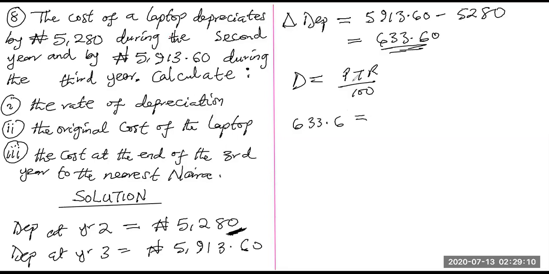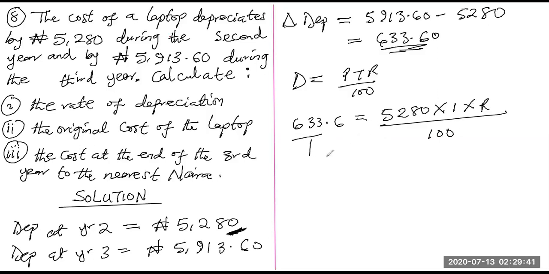633.6 is equal to the principal, which is 5,280, multiplied by the time between the second year and the third year, which is 1, and the rate, which is what we are looking for. The rate for the interest and the rate for the principal is the same, just as I explained with interest. So if we find the rate with the depreciation producing further depreciation, that's what we can use to calculate the original amount.